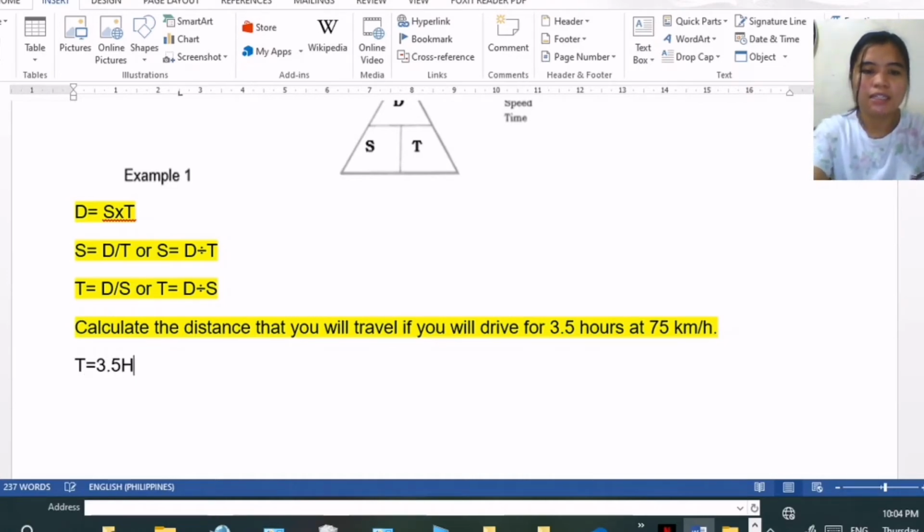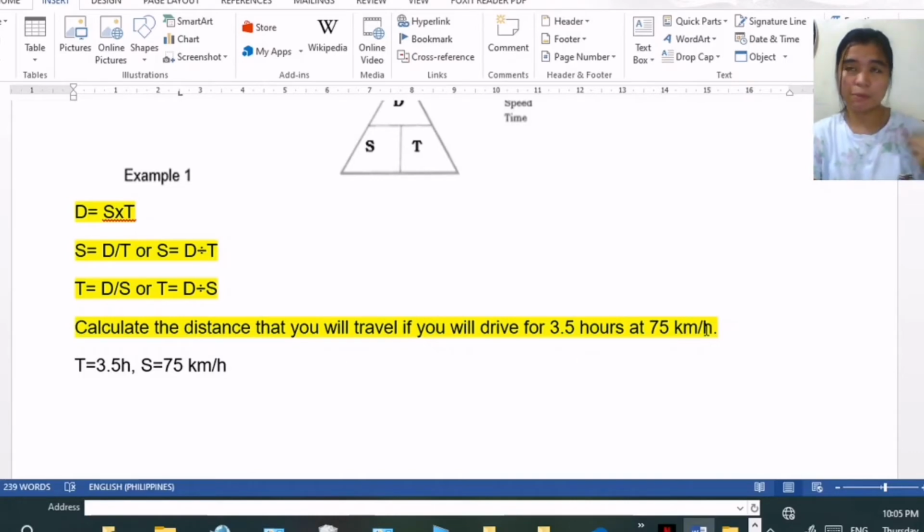Lagay natin 3.5. And then ano pa yung given? Yung speed. Itabi na natin dito. Yung speed na given is 75 kilometer per hour. So, bakit tinawag na speed yan? Kasi nga, meron ng per hour. Basta tatandaan nyo lang sa mga hindi makapag-recognize kung alin dyan yung speed, laging may per hour, per minute, or per second. Okay po? So, naibigay na yung given.